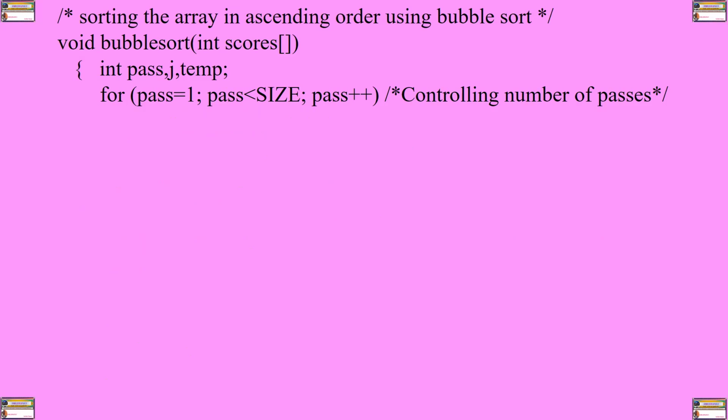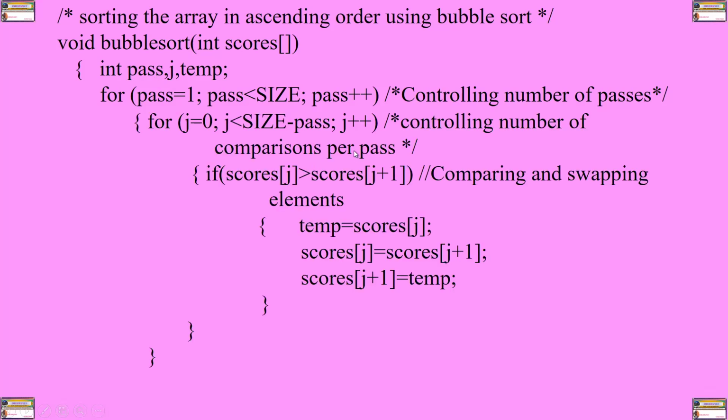If you look here, the name of the function is bubble sort. It's receiving the array called scores, or the memory location for the array called scores. Inside here, let me have the whole of it there for explanation purposes. We have three local variables: one called pass, the other one is j, the other one is temp.